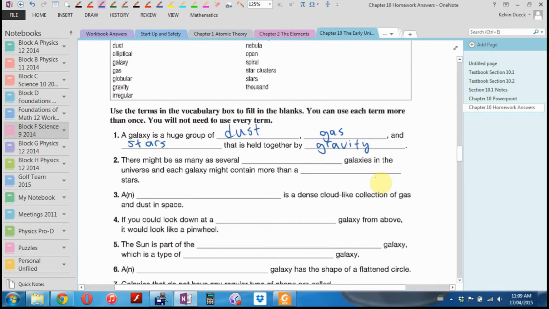This is already out of date. We now think there's about 100 billion galaxies. And each galaxy might contain more than a... We think most galaxies average around 100 billion stars. Yeah. And we're already at numbers I can't, Kyle, wrap my brain around.